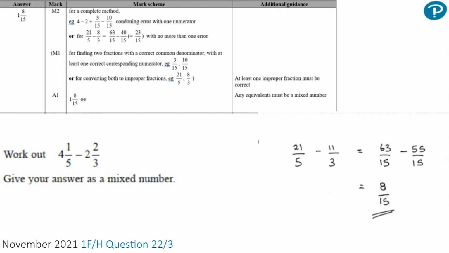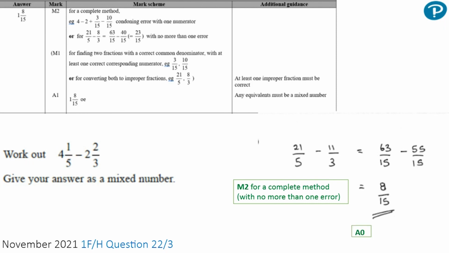It's a complete method. There is an error they've made. They are allowed 1 error, so there is a little bit of leeway. So we're not penalising them twice. In this case, they haven't written it as a mixed number because it doesn't come out as a mixed number. So they're going to lose one accuracy mark, but we will allow them, which is why you're allowed one error with it, which is quite comforting to know.